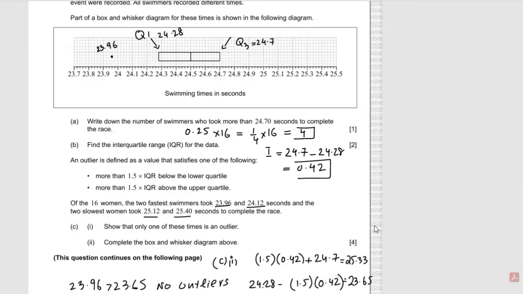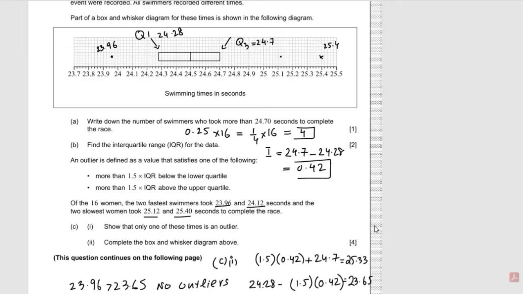And what's the max time? I don't need to put 25.4. Let's just put it over there, but this is not going to be that. That's just an outlier, 25.4. But I need to put the biggest time, which is part of the data. That's going to be 25.12. So that is this time, okay?